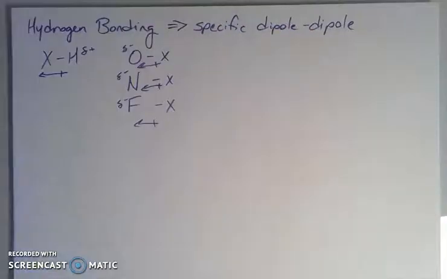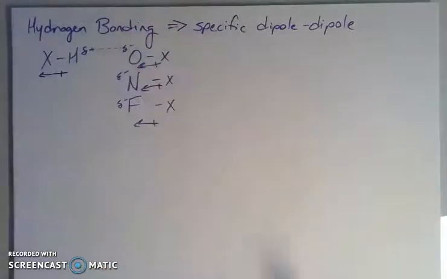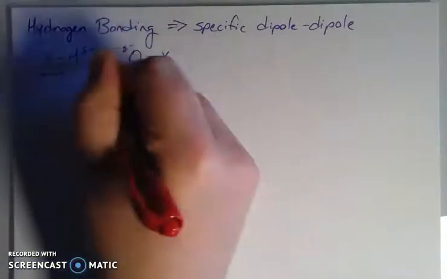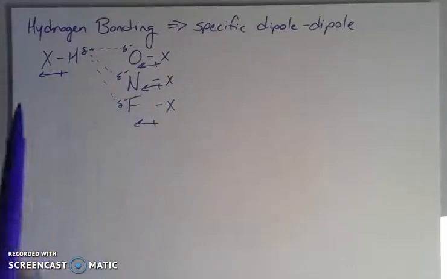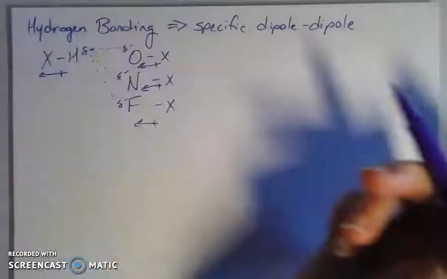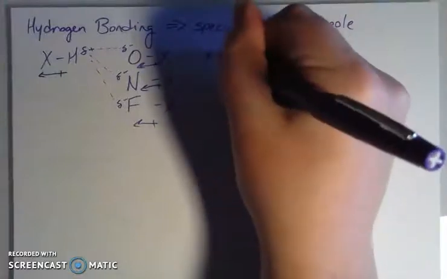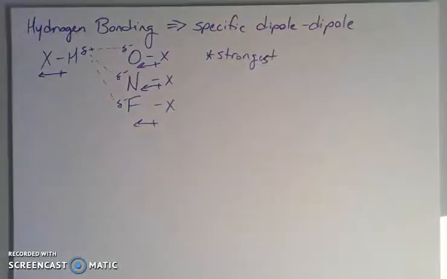So there's this attraction then between the slight positive on a hydrogen from one molecule and the slight negative on either an oxygen, a nitrogen, or a fluorine on a second molecule. This is a dipole-dipole attraction still, because we're still talking about polarity with both of these types of molecules, but it's specialized because of the hydrogen piece. And this is the strongest of the intermolecular forces. Strongest of the forces of attraction between molecules. That's what inter means. Intermolecular, between molecules.